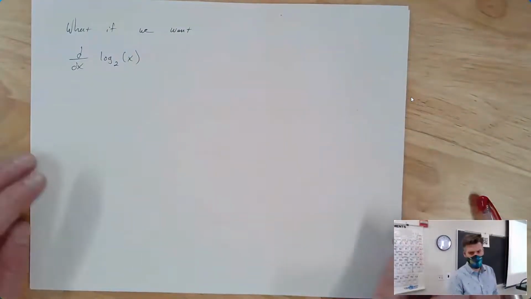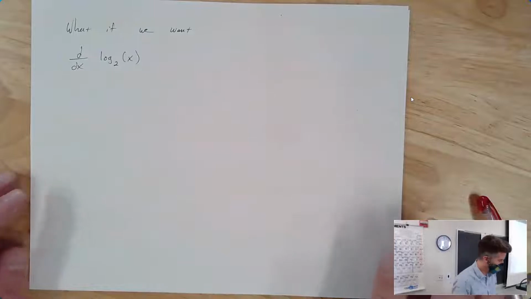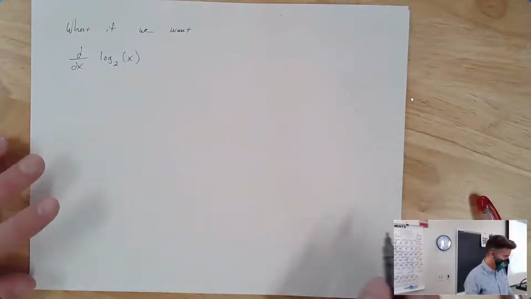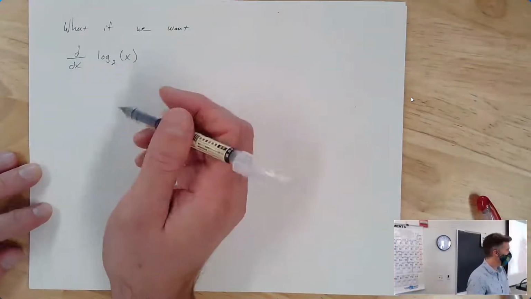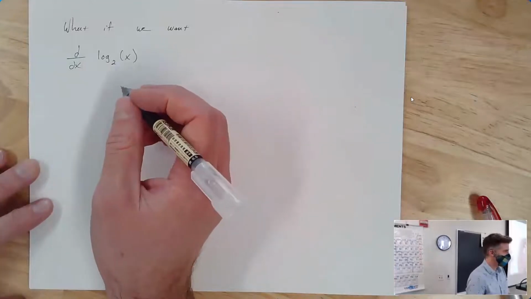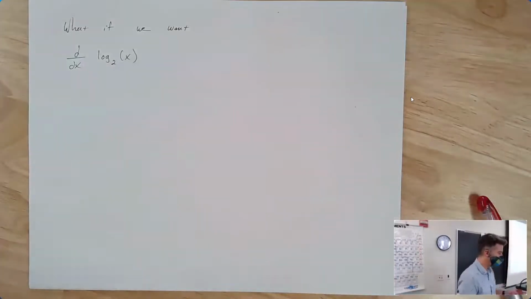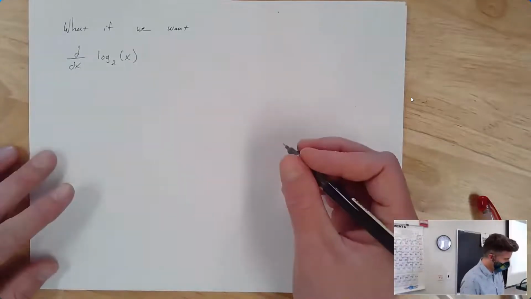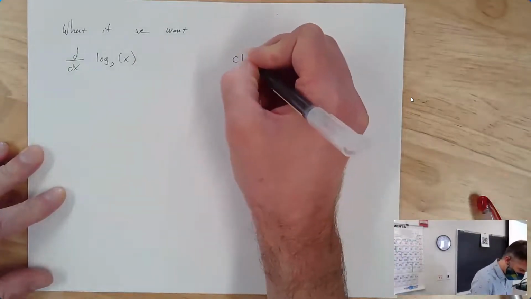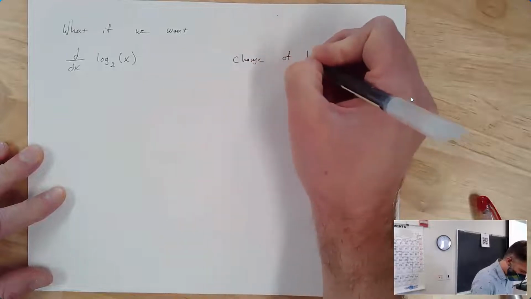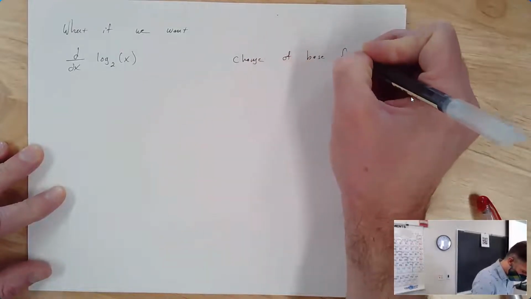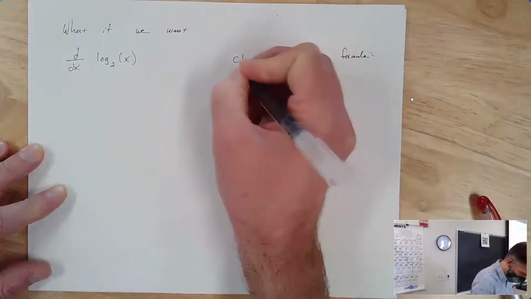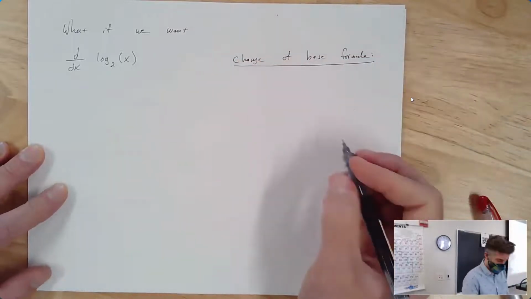Oh, and I should actually ask. Well, no, I shouldn't ask. I'll just do it. So how are we going to do that? That's not the natural log of x. So this is where it's probably best if we just use the change of base formula, which I'm happy to explain if anyone wants to see it.